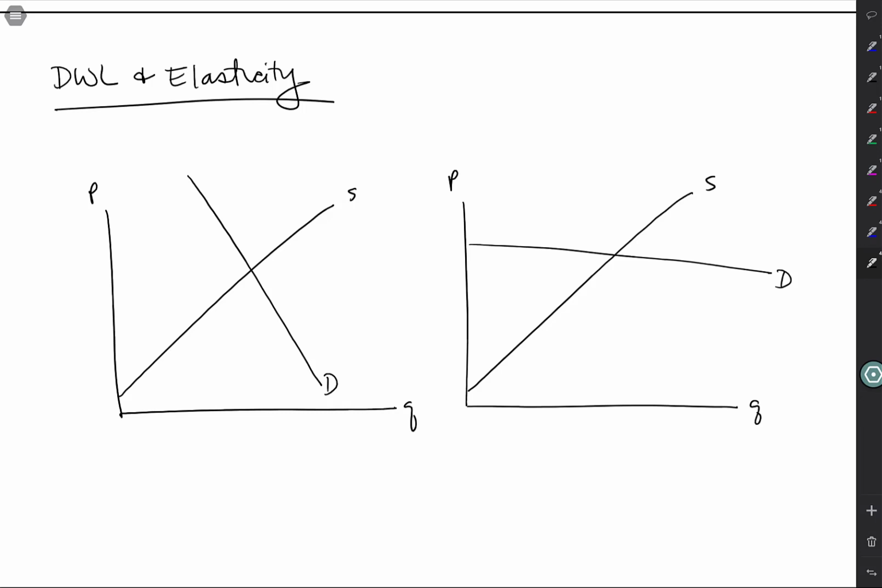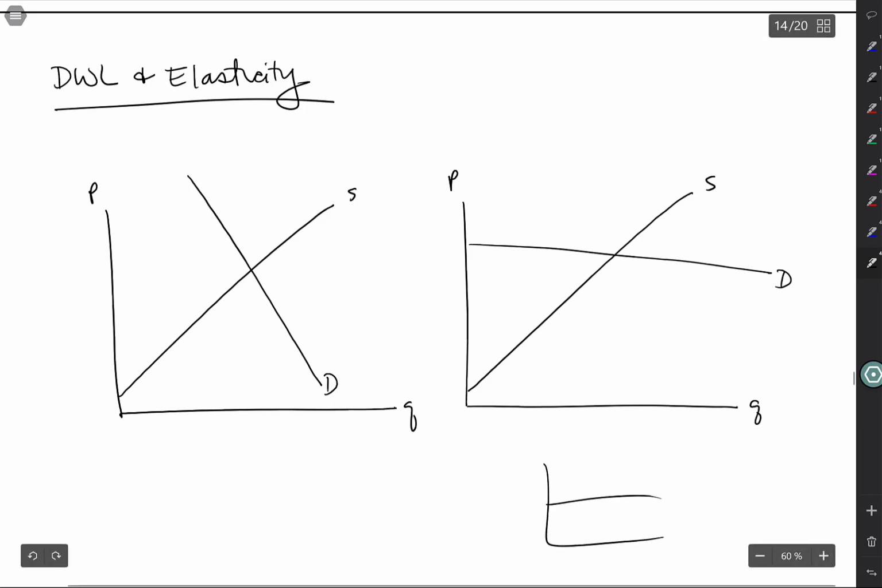It is more sensitive to price changes because it's closer to being that horizontal line. And remember, when you get the horizontal line, you can make that E for elastic, perfectly elastic. I meant horizontal, horizontal line. And the demand curve on the left is closer to being that vertical line, the perfectly inelastic one, because you can make that I. Remember that? So that's how you can tell. The steeper, the more inelastic; the flatter, the more elastic.